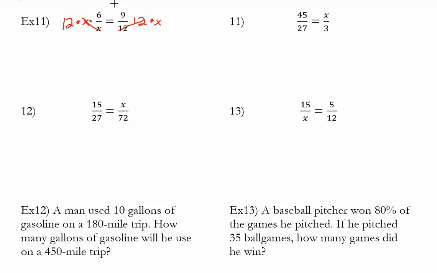So on the left-hand side, I have 12 times 6, which is 72, equals 9 times x. And since that's 9 times x, the inverse operation is divide. So when we divide by 9 on both sides, we end up with a solution of x equals 8.